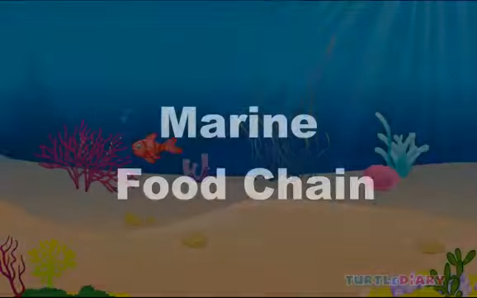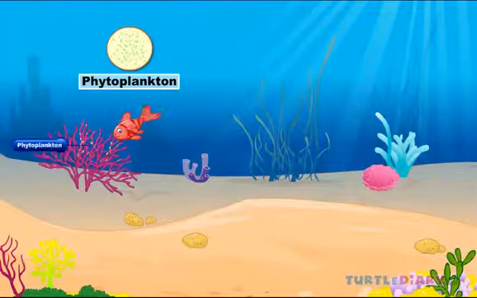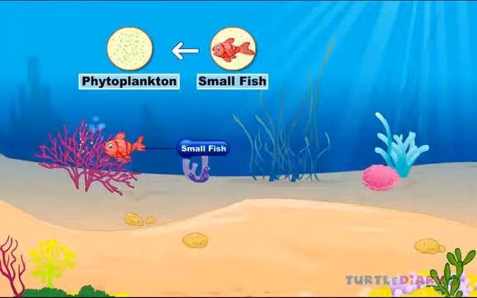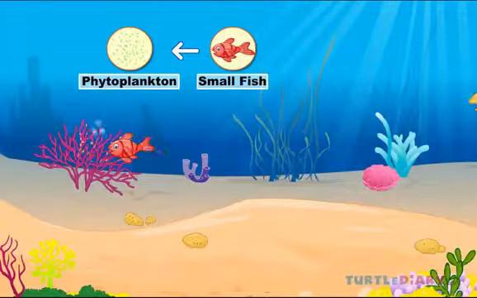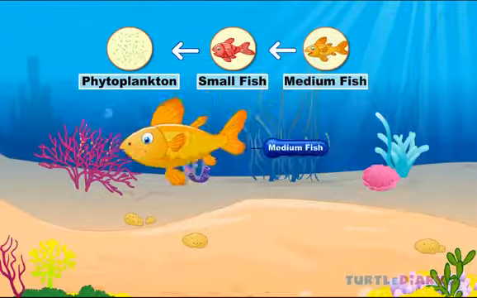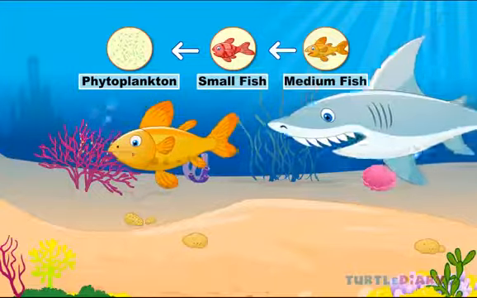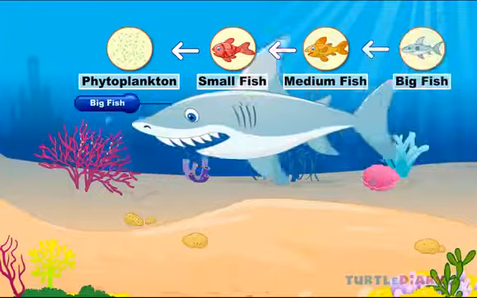Marine food chain. A marine food chain starts with phytoplankton, which are eaten by small fishes. Then the small fishes are eaten by medium-sized fishes. And at last, the medium-sized fishes are eaten by big fishes.